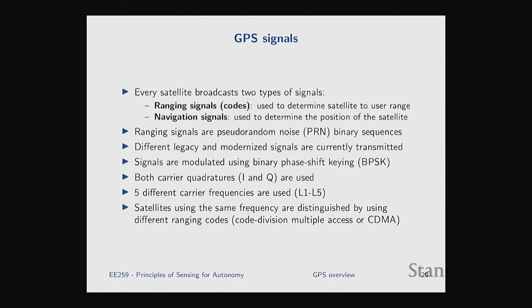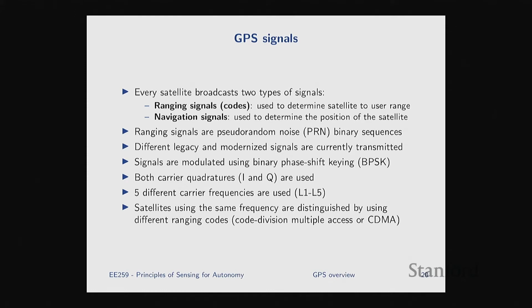The type of modulation that is used for most of these codes, as well as the navigation signals, is binary phase shift keying, BPSK modulation. Again, if you're not familiar with this, I'll describe it for you. Both the in-phase and quadrature components of the carrier are used and typically modulated. And in terms of the carrier frequency that the GPS uses, there are 5 distinct frequency bands.